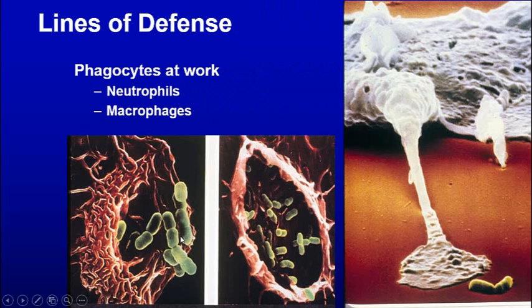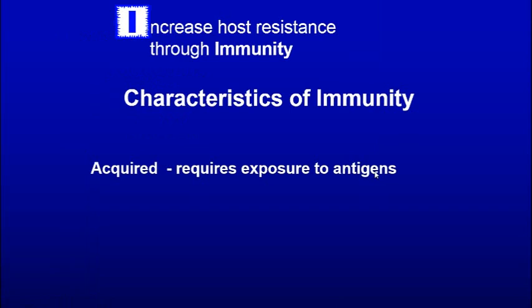The pathogens at work, you can see neutrophils and macrophages. Here, neutrophils are going to gobble up bacteria. And here you see a macrophage really sending out the pseudopodia to get this bacteria. Now, the increased host resistance is one of the things.